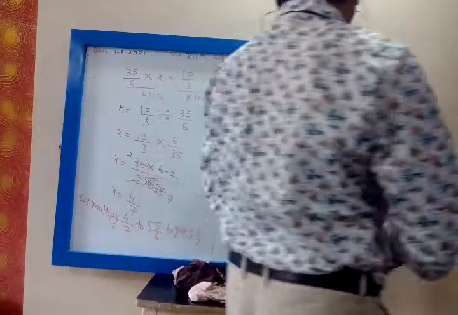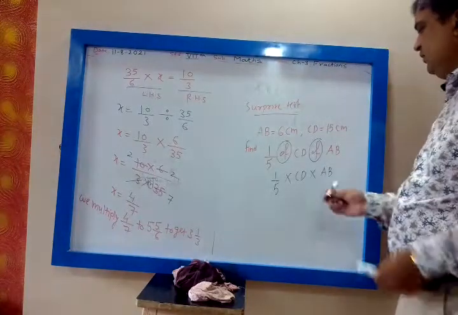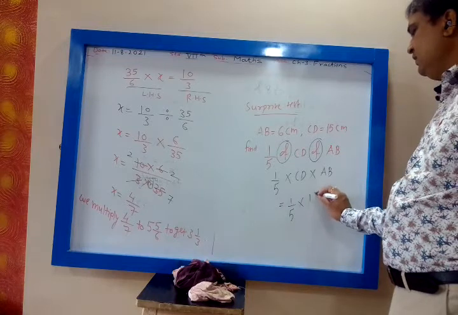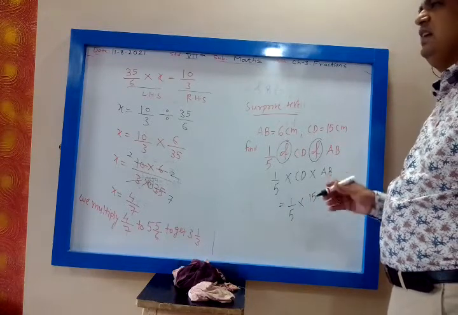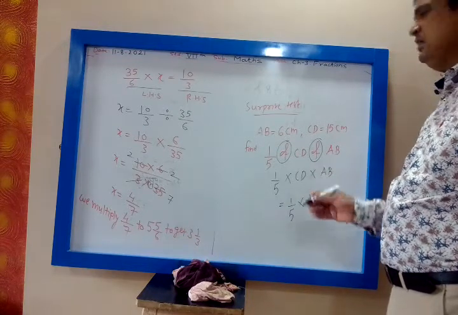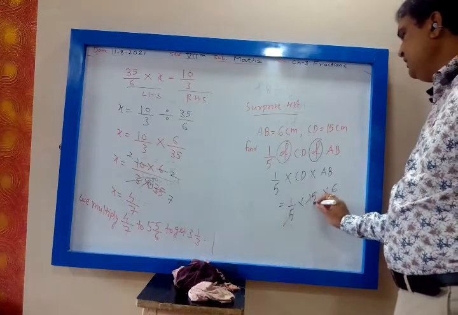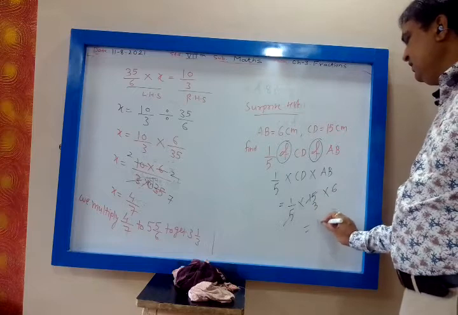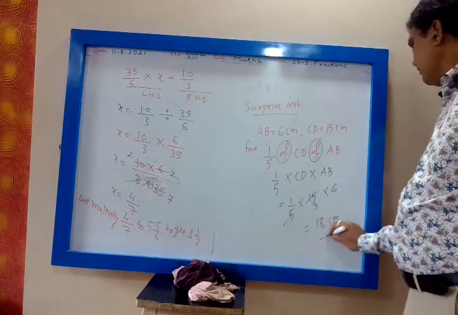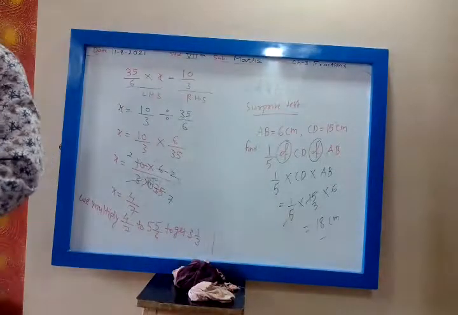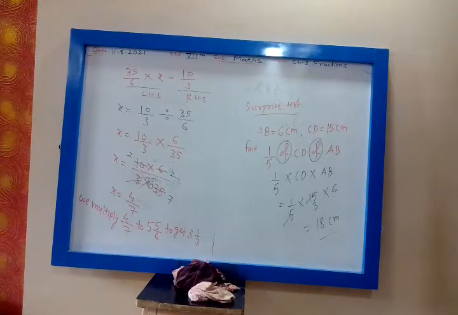No, my dear. How 40? 1 by 5 of CD, CD is 15. And 90 upon 5 is nothing but 18, my dear. 15 into 6 over 5: 5 3s are 15, 6 3s are 18. 18 centimeter is the answer. Okay? So next period we will start decimals.